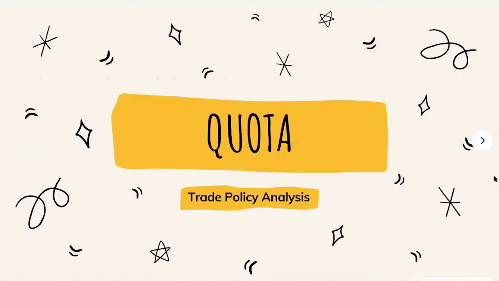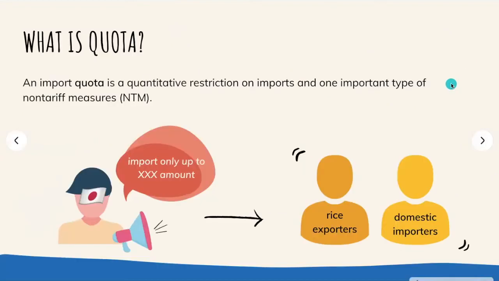Everybody, my name is Putu, and I'm going to explain the next part about quota. So what is quota? Quota is a quantitative restriction on imports and one important type of non-tariff measures, or NTM. For example, when the Japanese government imposes a quota on rice imports, they say to all of the rice exporters and domestic importers that they limit the amount, they only allow a certain amount.